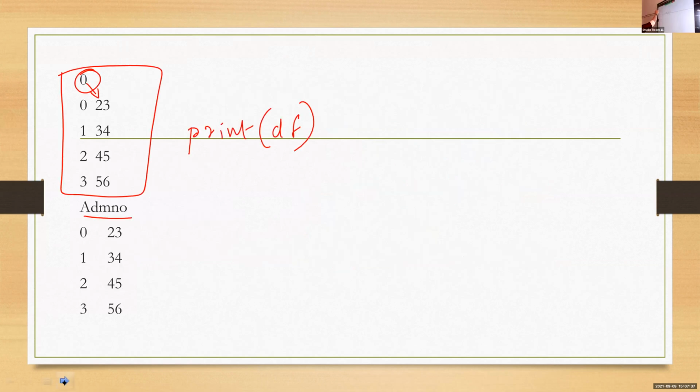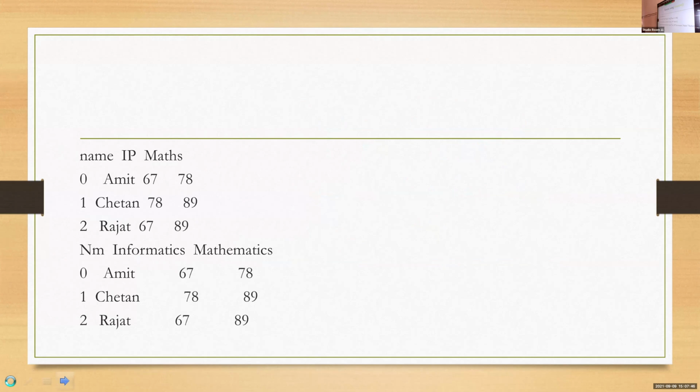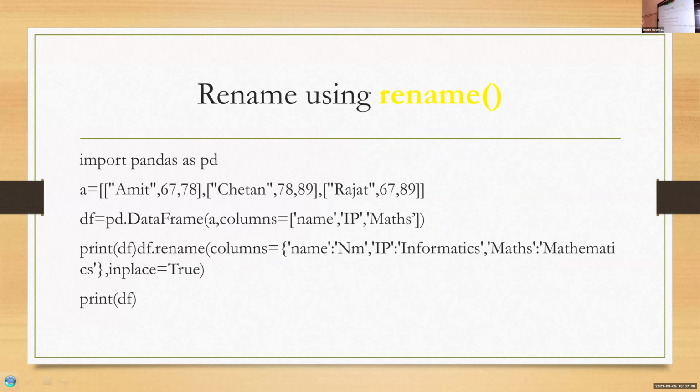So here the column value is 0. I want to change this 0 to admin number. So for that purpose, we are using this rename or list. Okay. So this is the rename function. Rename using rename. Let's write this program.